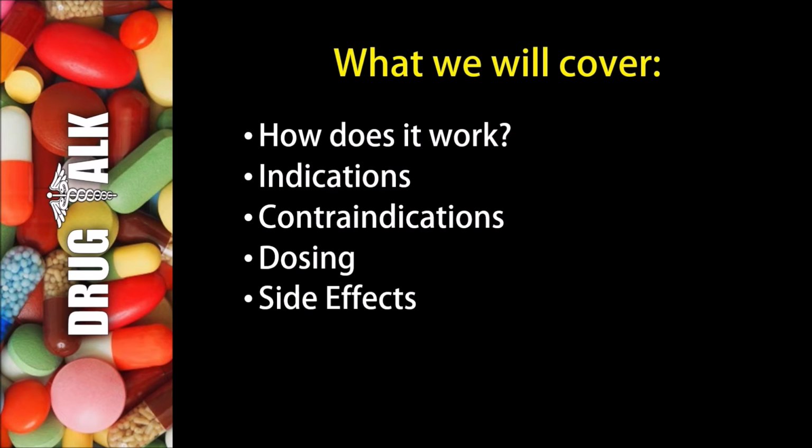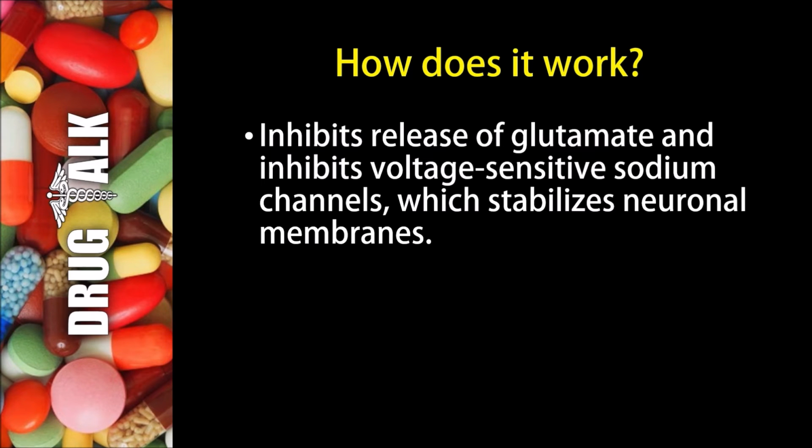So first off, what will we cover in this presentation? First, we're going to talk about how this medication works. We're going to talk about indications or reasons it would be prescribed. We're going to talk about contraindications or reasons the medication would not be able to be used by a patient. We're going to discuss dosing with some examples. And we're also going to discuss side effects with percentages. So how does lamotrigine or Lamictal work? It inhibits the release of glutamate and inhibits voltage-sensitive sodium channels, which stabilizes neuronal membranes.